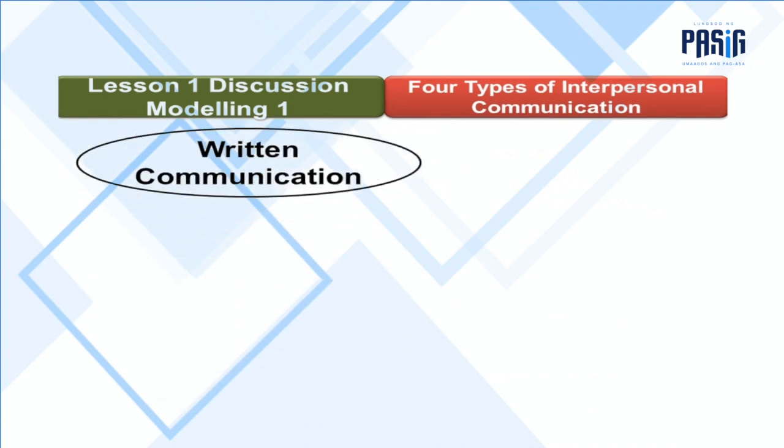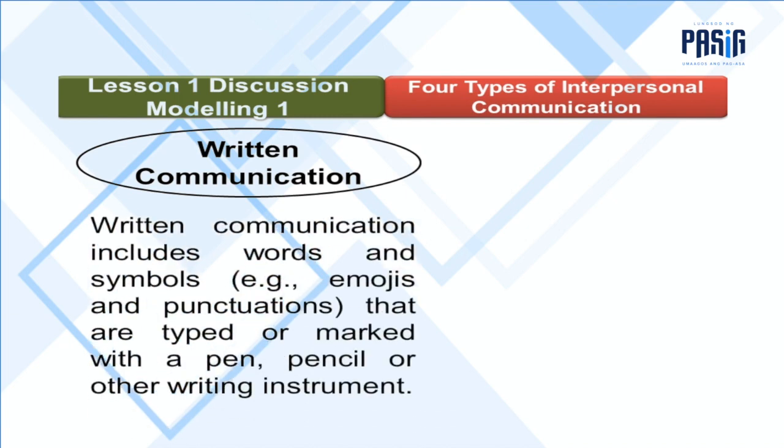Let's have the second type of interpersonal communication, written communication. Written communication includes words and symbols, emojis, and punctuations that are typed or marked with a pen, pencil, or other writing instrument.